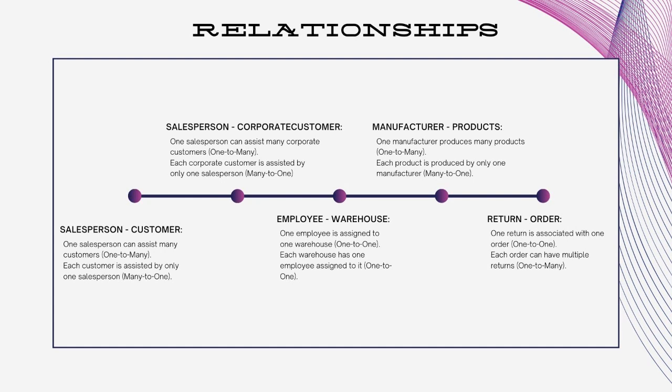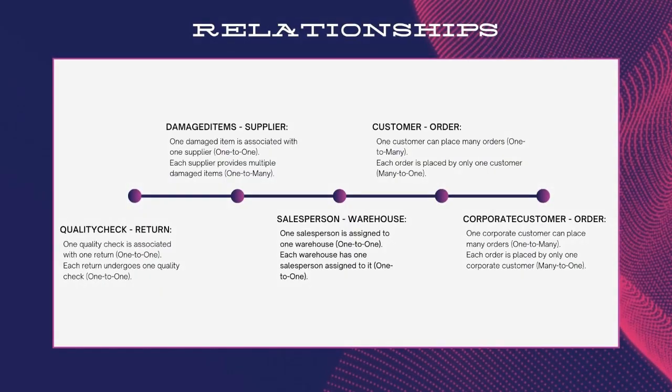Manufacturer to products. One manufacturer produces many products. Each product is produced by only one manufacturer. Return to order. One return is associated with one order, and each order can have multiple returns. Quality check to return. One quality check is associated with one return, and each return undergoes one quality check. For damaged item and supplier, one damaged item is associated with one supplier. Each supplier provides multiple damaged items.